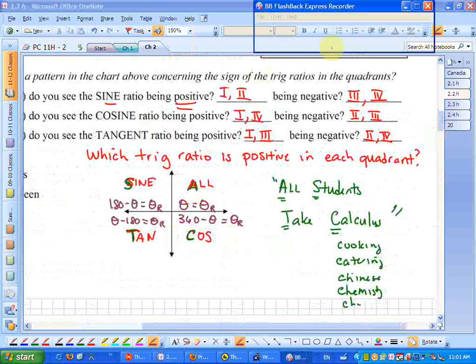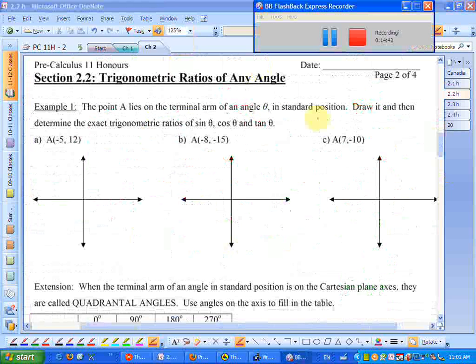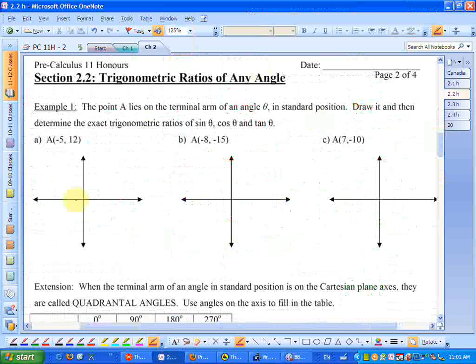Okay, so here's example 1. I'll show you the first one, you try the rest. I've given you a new point, point A, and it lies on the terminal arm. So I want you to draw out this point. For part A here, I think we're going to go 5 to the left, and then 12 up. Well, I didn't give you much space, so let's pretend this is 12. No shame. Imagine.